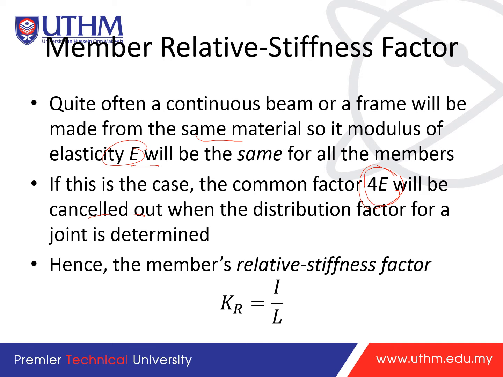When the distribution factor for a joint is determined, in some examples you will see they directly use KR equal to I over L. They will cancel out the 4E from 4EI over L. If you leave it there, it's also okay. You can use either one, and you will get the same answer.